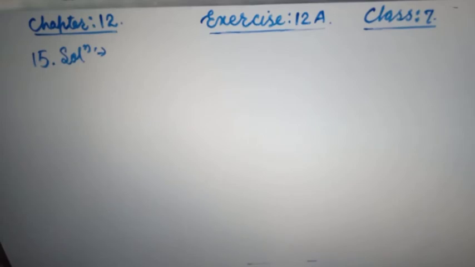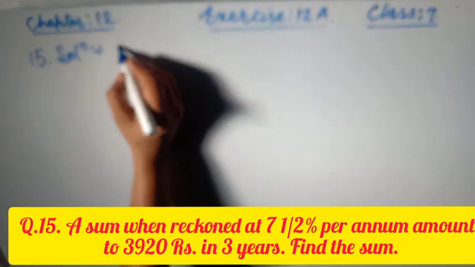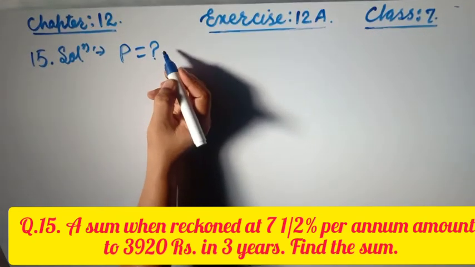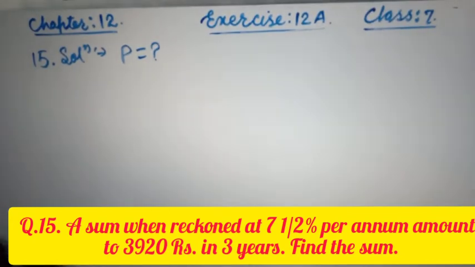Now see friends, question number 15 says a sum when reckoned at 7.5% per annum amounts to 3,920 in 3 years. Find this sum. Sum means principal. Here we have to find the principal. Suppose principal is x, whatever. Principal is what, that we have to find.